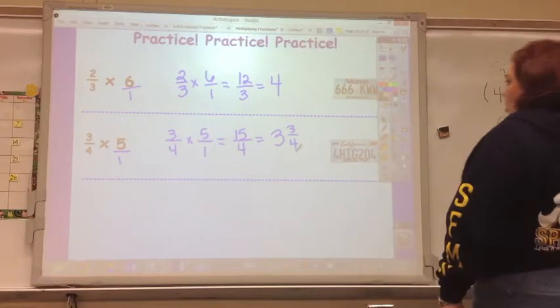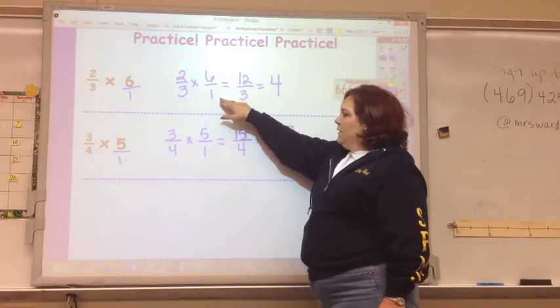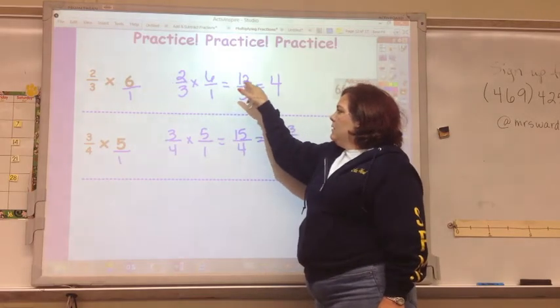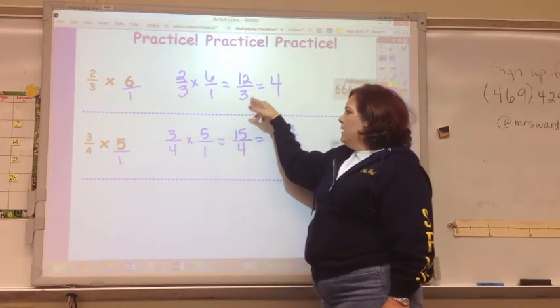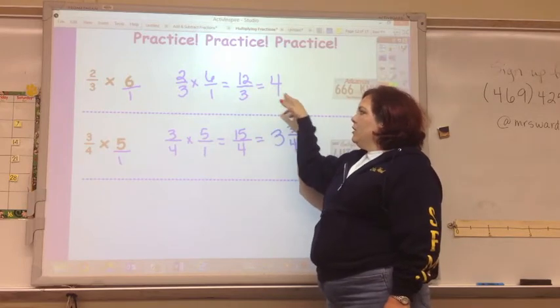So my work is shown. The 6 wholes become 6 over 1. 2 times 6 is 12, and 3 times 1 is 3. And then to simplify that, I divide 12 divided by 3, which equals 4.